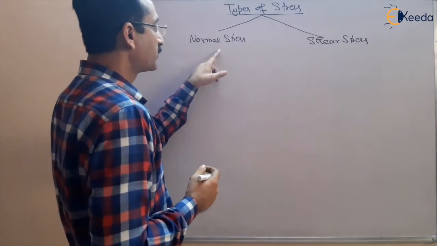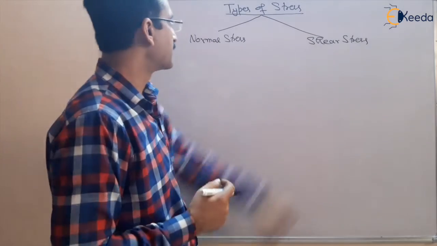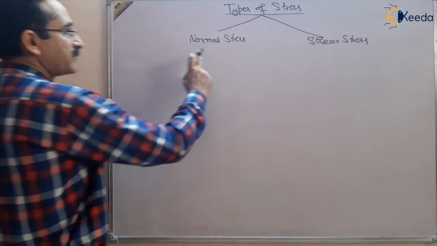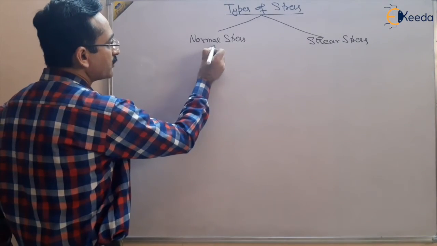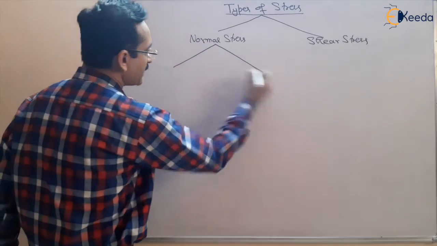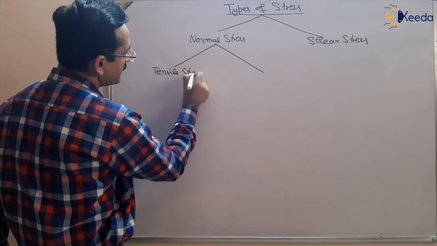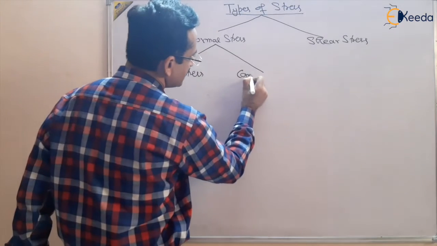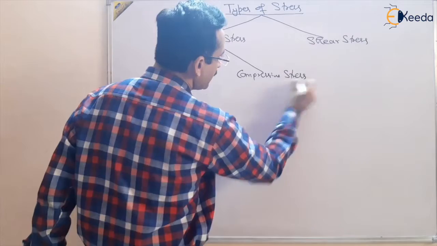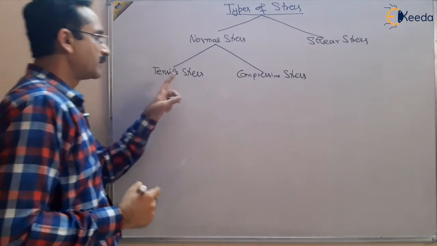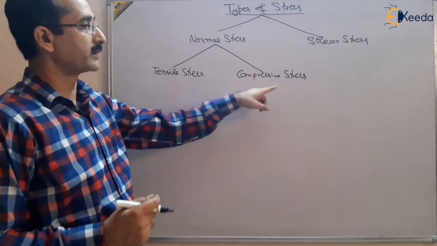Normal stress acts perpendicular to the area, and shear stress acts parallel to the area. These stresses can further be divided into tensile and compressive. Normal stress may be tensile or compressive, depending on whether the force is tending to elongate the body or shorten the body.